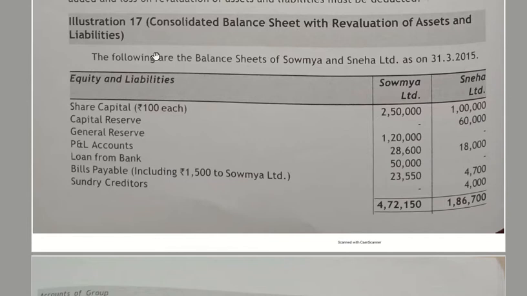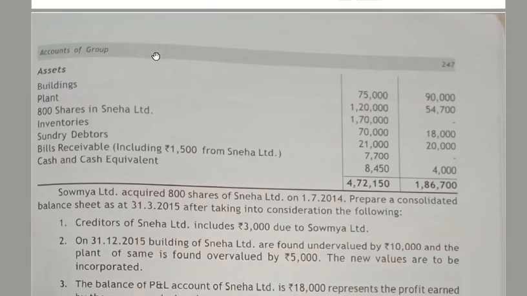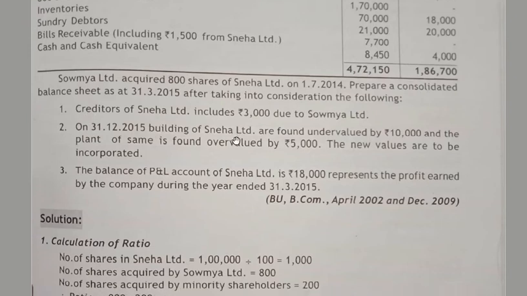So they have given the balance sheet, we have the equity and liabilities, and we have the assets. The additional information that is given is how many shares have been acquired by Somya Limited. Somya Limited acquired 800 shares of Sneha Limited. So the parent company is Somya, the subsidiary company is Sneha. The creditors of Sneha Limited include 3000 due to Somya Limited, which is nothing but your intercompany owings.